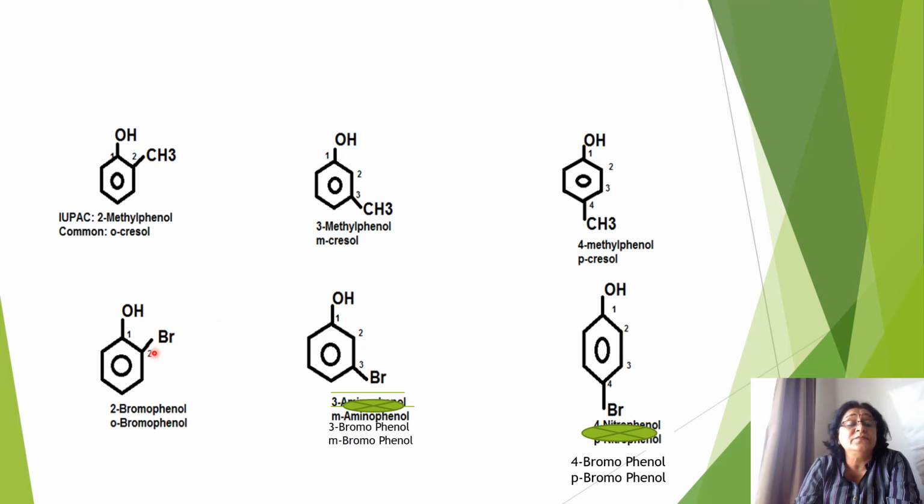And here on the second position you have a bromine group, so 2-bromophenol and the common name will be orthobromophenol. Clear? Then this one, the carbon containing OH has the first position. So this is 1, 2, 3. So 3-bromophenol, or we can also say metabromophenol. Clear? Then this one, 1, 2, 3, 4. So 4-nitrophenol, or we can say para-nitrophenol. Correct?